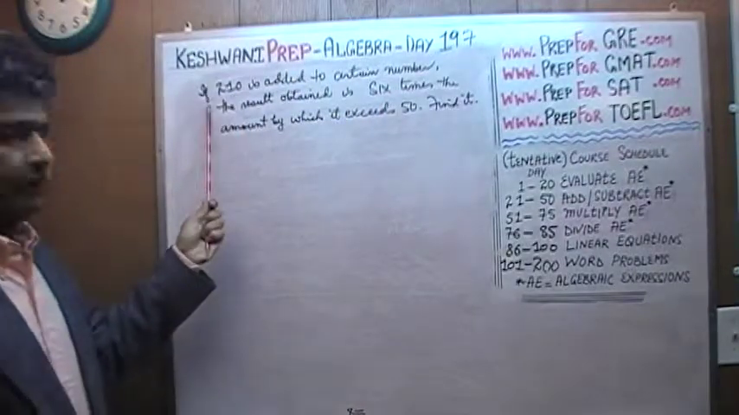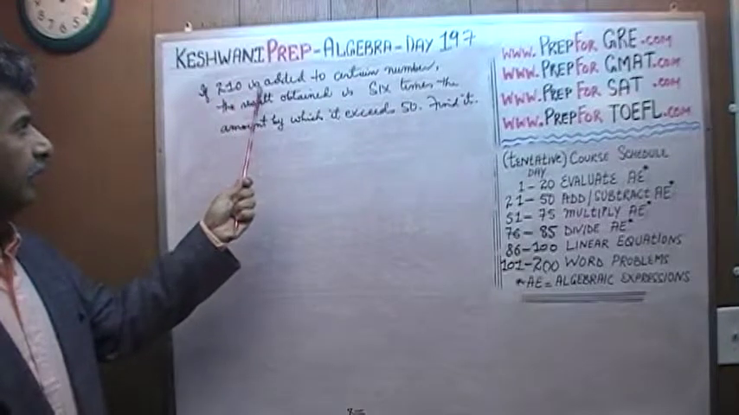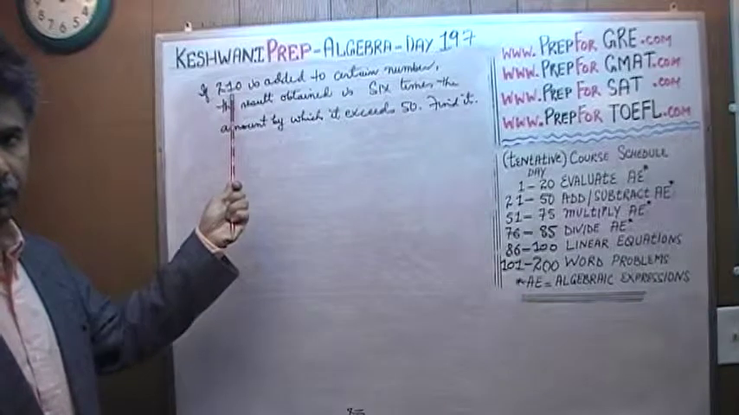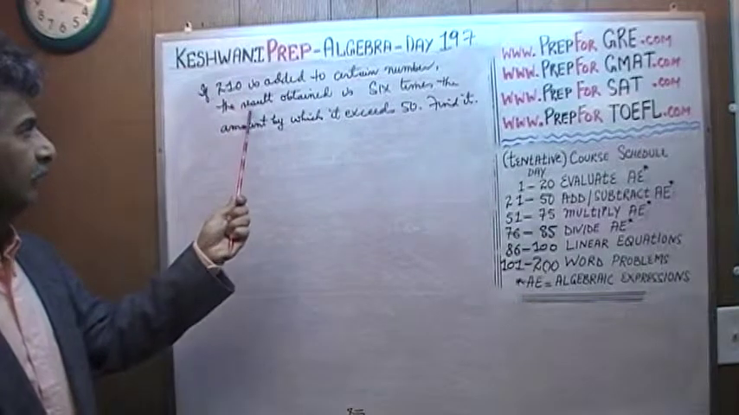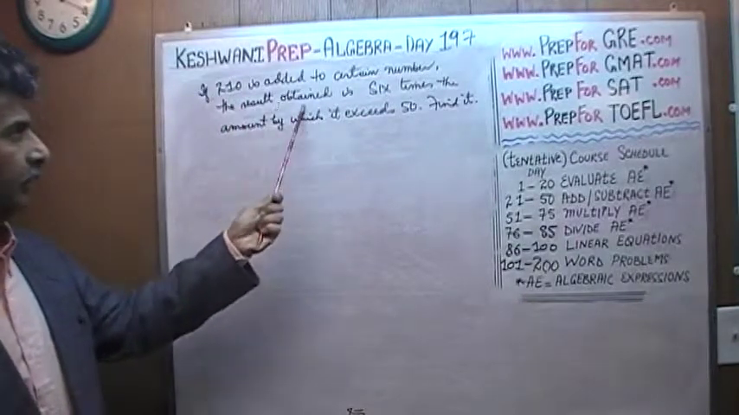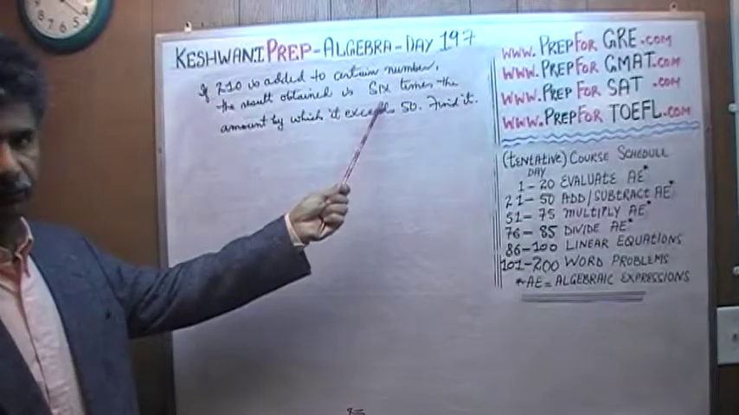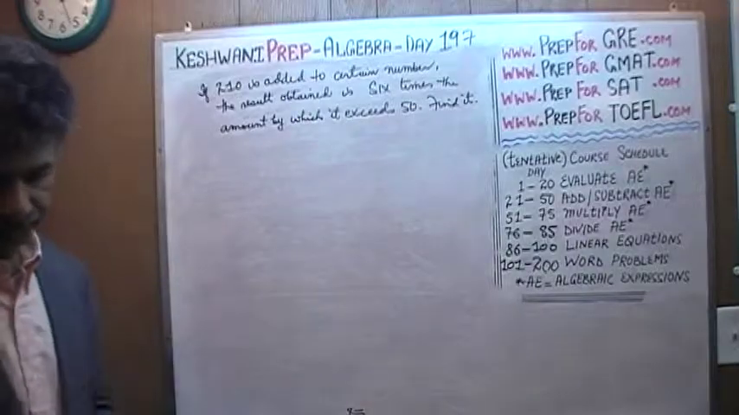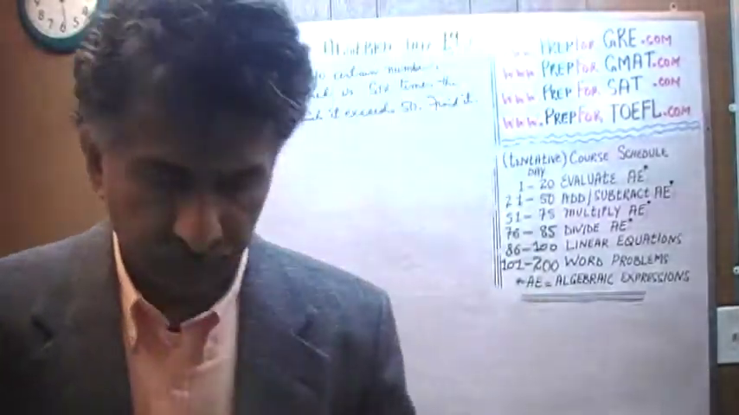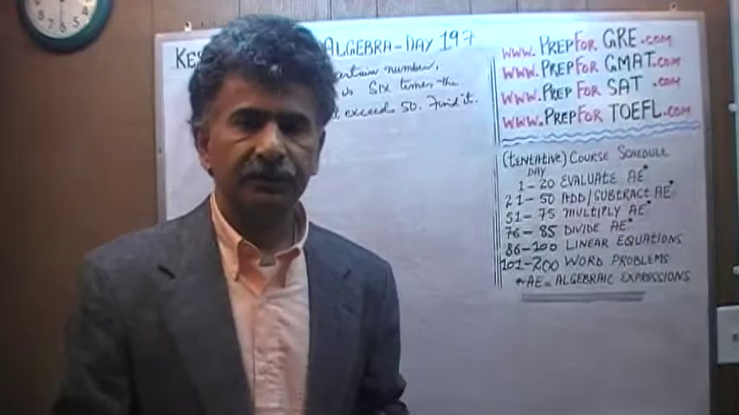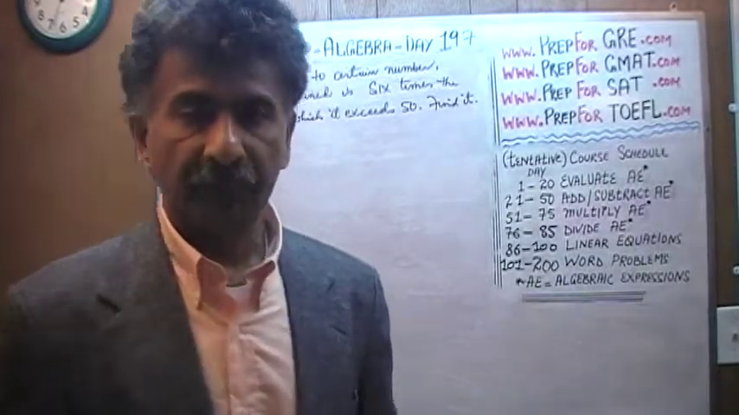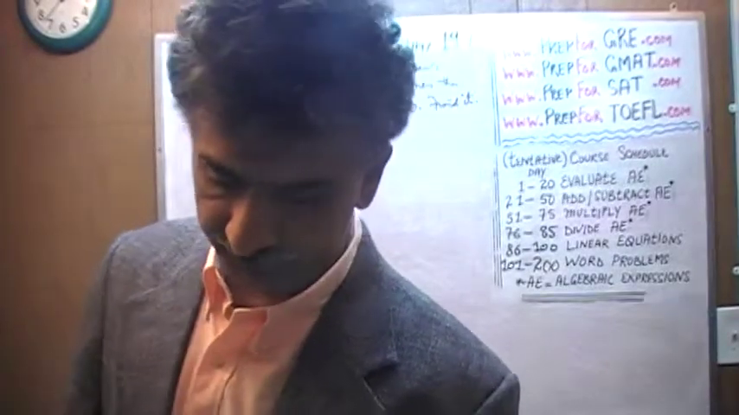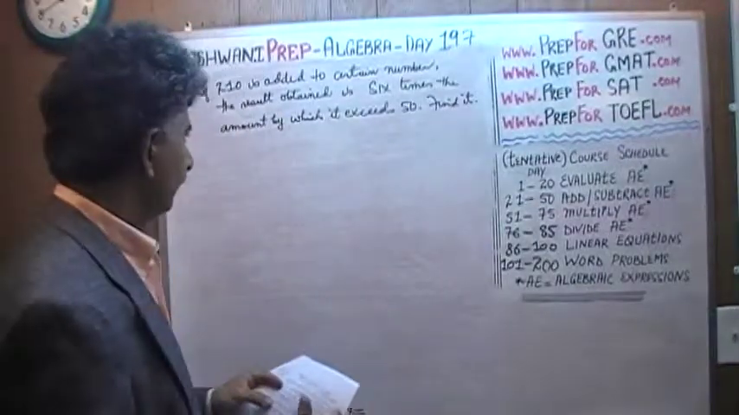It says, if 210 is added to a certain number, so we have some number and we're going to add 210 to it, then the result obtained is going to be 6 times the amount by which the number exceeds 50. If we were to add 210 to the number, the question simply is, what is that number? Find it.